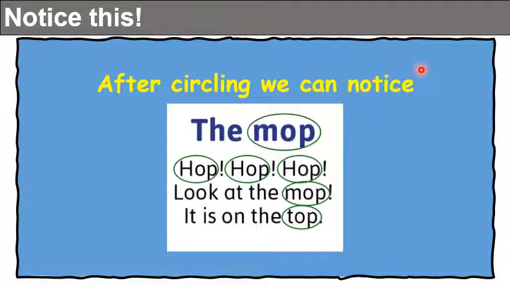So, after we listened and did the circling, we can notice that these words have the ending op. Op. Now, notice this with me and repeat, okay? Repeat with me. So, here we have op. Mop. Mop. The second word, op. Top. Top. The third word, op. Hop. Hop.